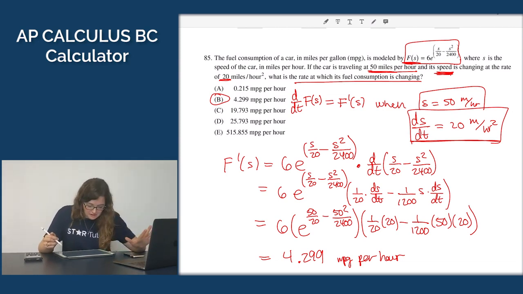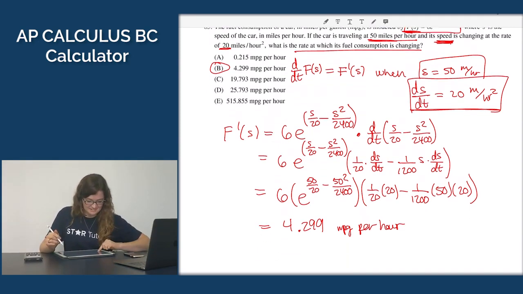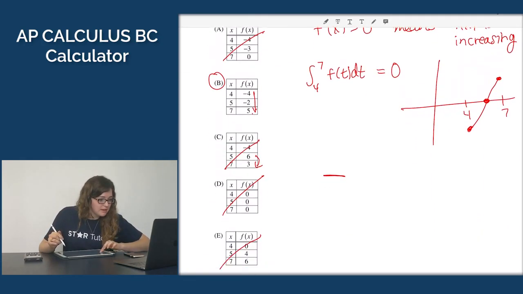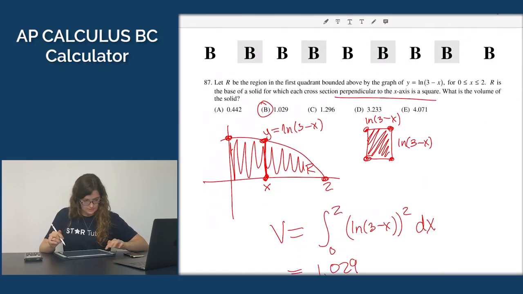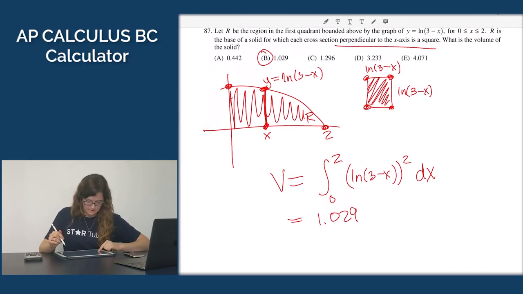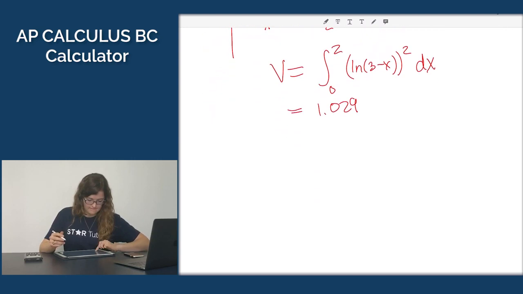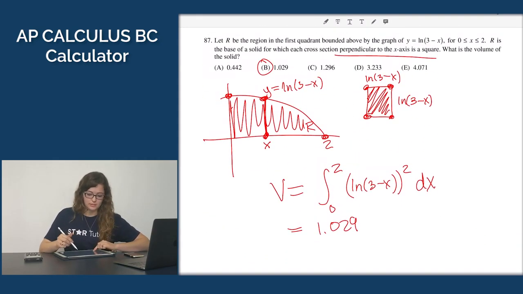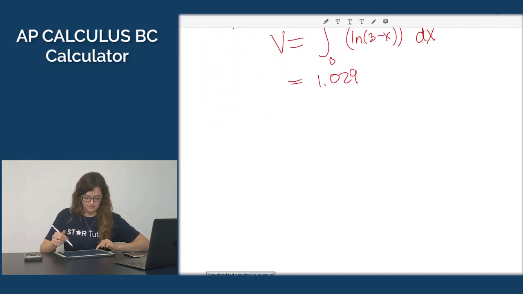85, B. Sorry, I misread the thing. B. Did get that right. Great. 86 is also B. 87 is also B. Let's see. Yep. Oh, that's the one I just did. Yeah, this was actually not too bad of a volume question. Sometimes the volume questions, though, can take a long time to even set up.